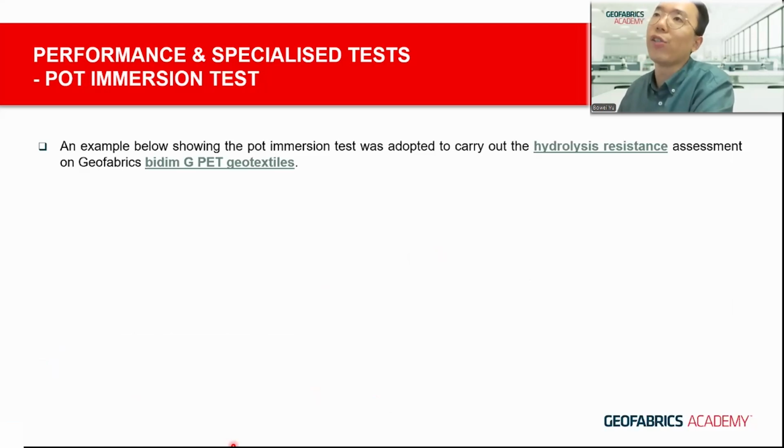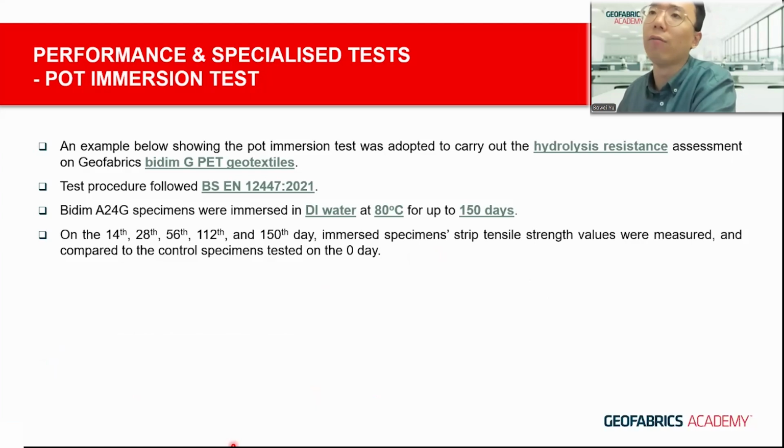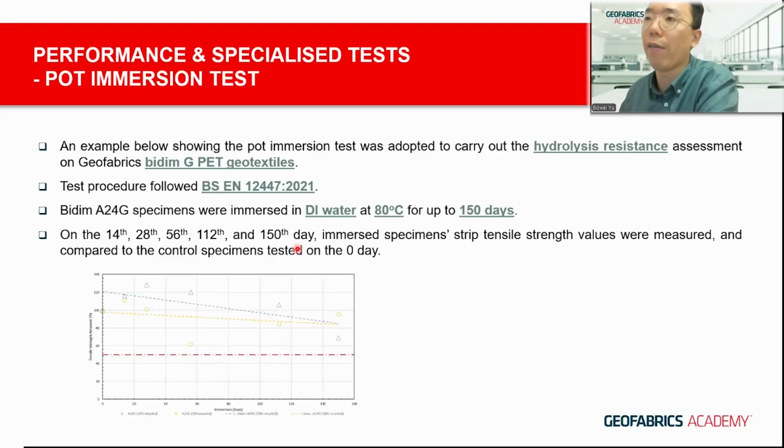An example here is just showing the hydrolysis resistance we carried out on our bitumen geotextile, polyester geotextile, following the test method 12447. In this case, we basically immerse our bitumen geotextiles into the DI water at 80 degrees C for up to 150 days. And on each testing duration here, we just pick up 10 specimens and test their strip tensile strength just to see how much degradation we have, and plot the strength degradation curve against the immersion days.